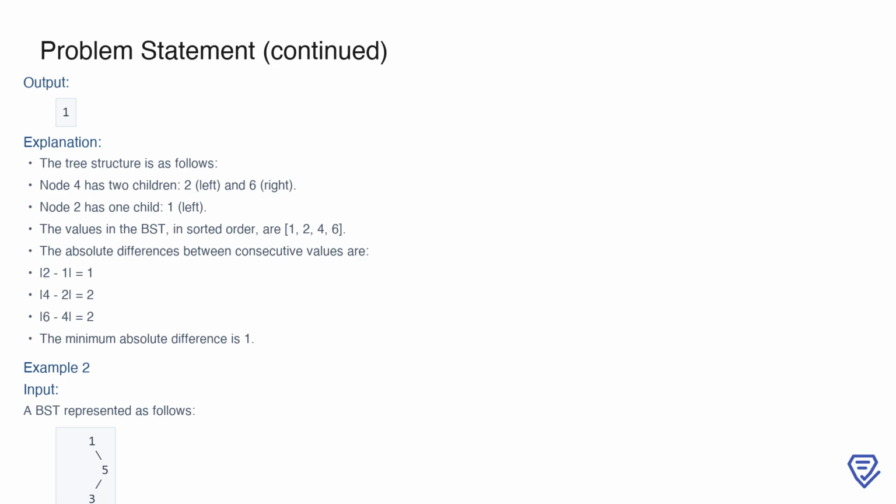The key here is that the BST's in-order traversal naturally provides the sorted sequence of values, which makes it straightforward to compute these consecutive differences.